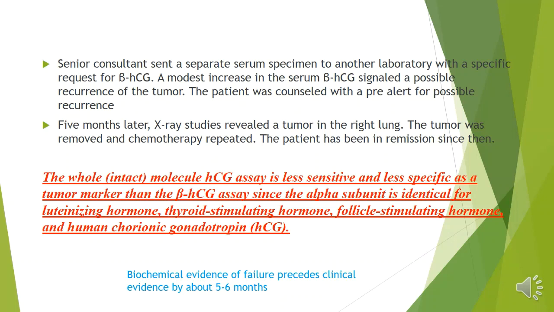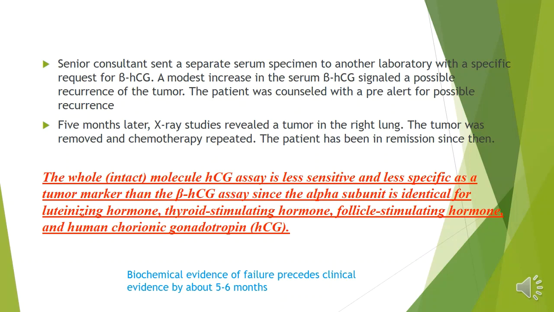less specific also than the beta HCG assay, since the alpha subunit is identical for luteinizing hormone, TSH, FSH, and human HCG, total HCG. So those are actually not tumor markers. Total HCG you can use for diagnosing pregnancy, but for a tumor marker you have to use beta HCG, right? Total HCG may not increase because it is not specific for tumor. So biochemical evidence here, a tumor marker, can give you the answer of relapse even 5 to 6 months before the clinical manifestation or radiological evidence.